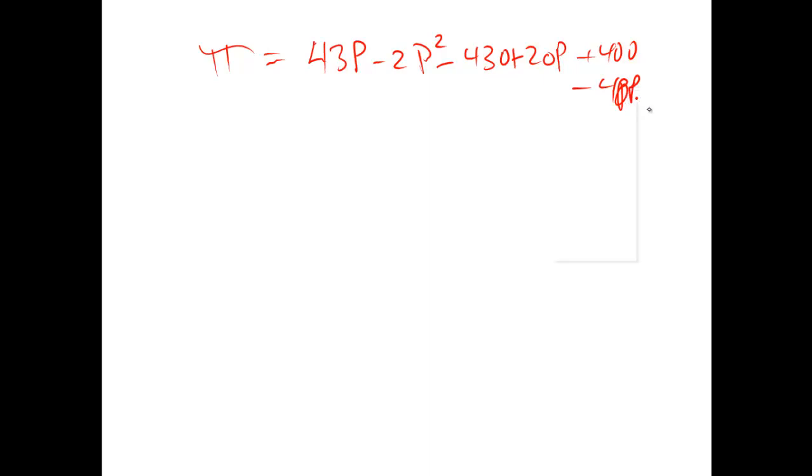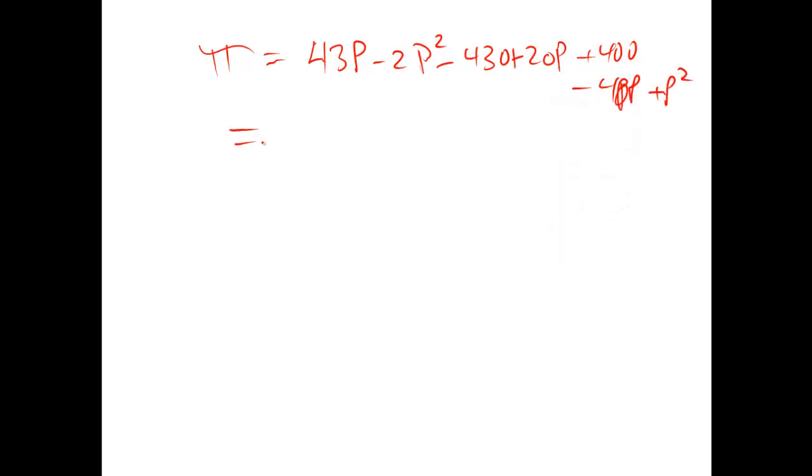We can write profit in the following way. It's 43 times P minus 2P squared minus 430 plus 20P plus 400 minus 40P, oops, that's a 40P, plus P squared.